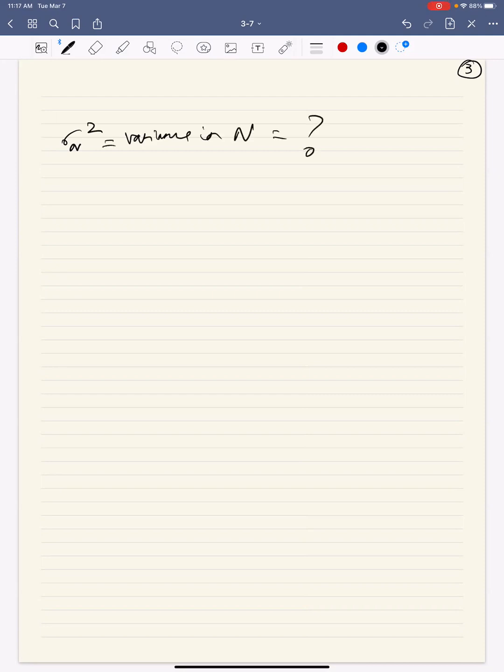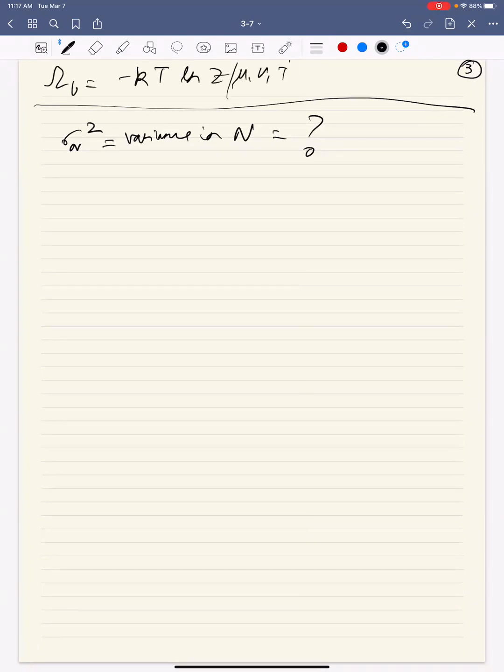And I want to make one more point, which we did last time, which is of course very important, which is the connection of Z with thermodynamics, right? So we showed that omega G is equal to minus kT ln Z of mu, V, T, which is the same as minus PV, right? Omega G is equal to minus PV. So this is something we also did last time. So this was all a recap. Now get to new stuff, which is to think about the variance in N.